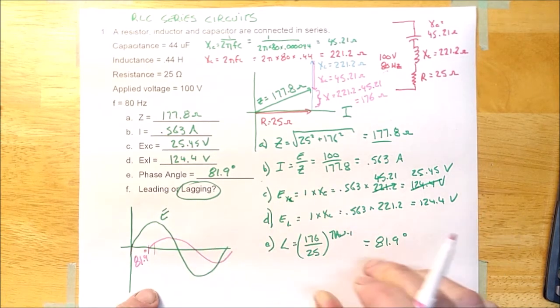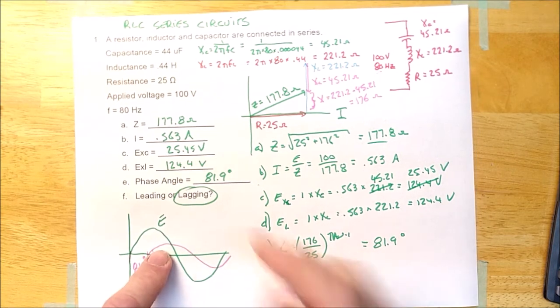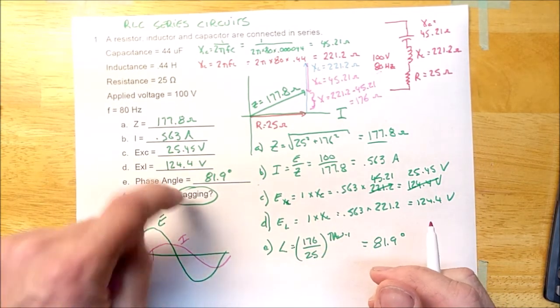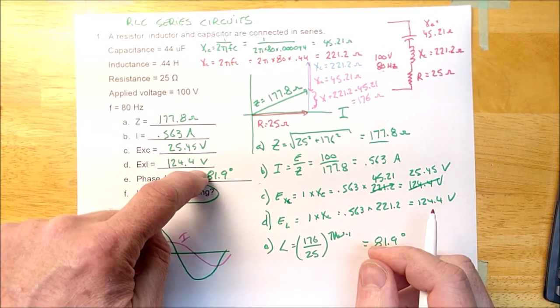Right, guys? So that's what it's talking about. It's asking about the current, this pink line, and it wants to know if it is leading or lagging the voltage and by how much. Okay, lagging by 81.9 degrees.